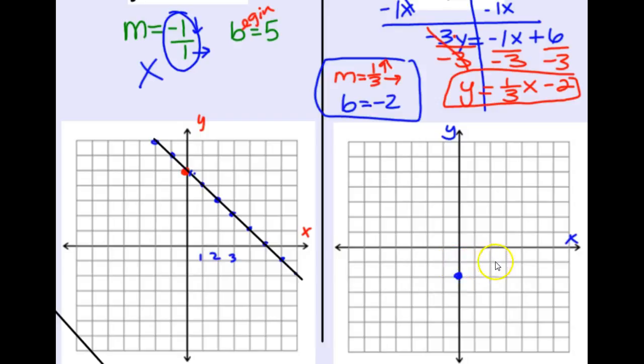And over 1, 2, 3. Rise 1, over to the right 3. The opposite of up and right would be down 1 and 3 to the left. Down 1 and 3 to the left. And there's our line. Forgot to put arrows on this one. Make sure you have arrows on there to show that it can continue to go on.